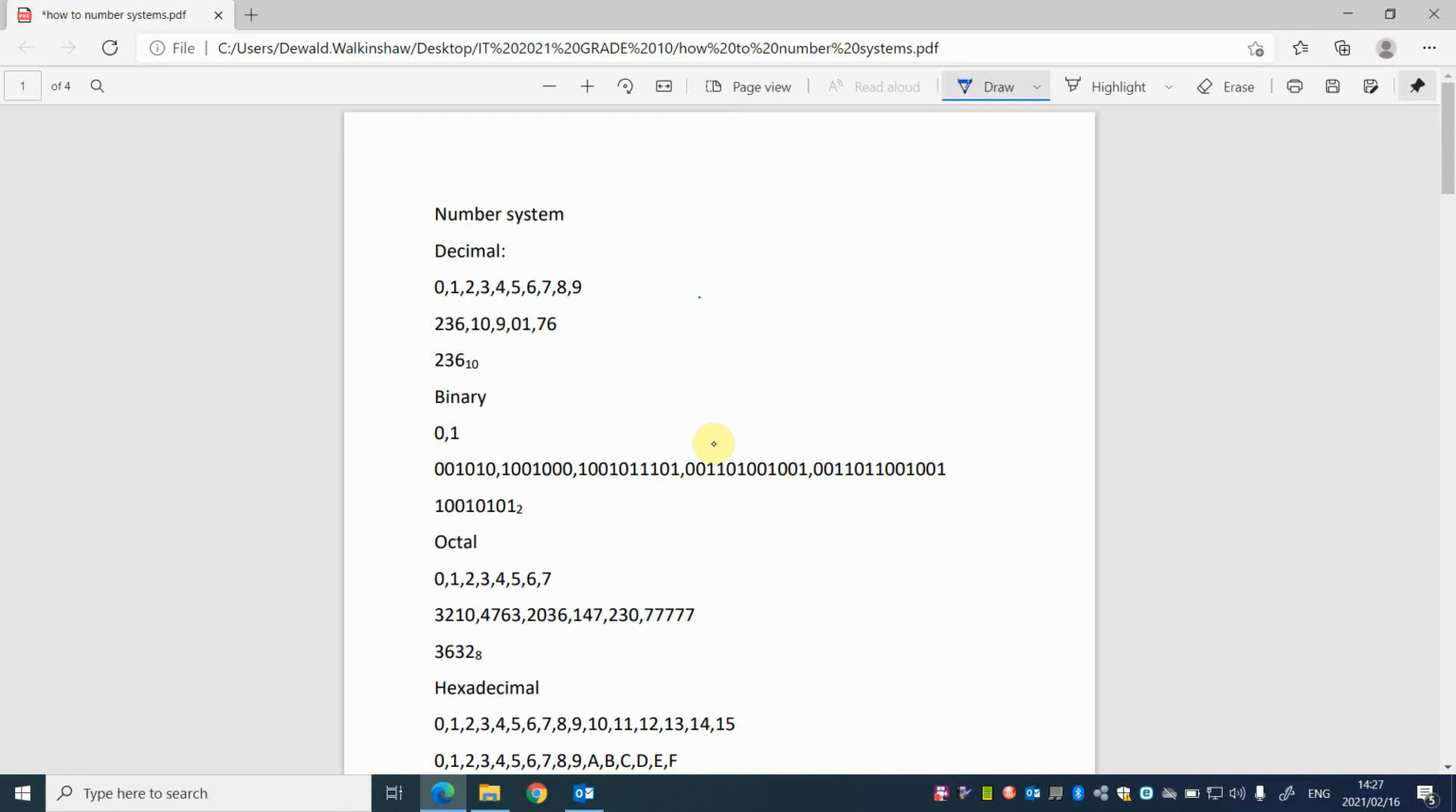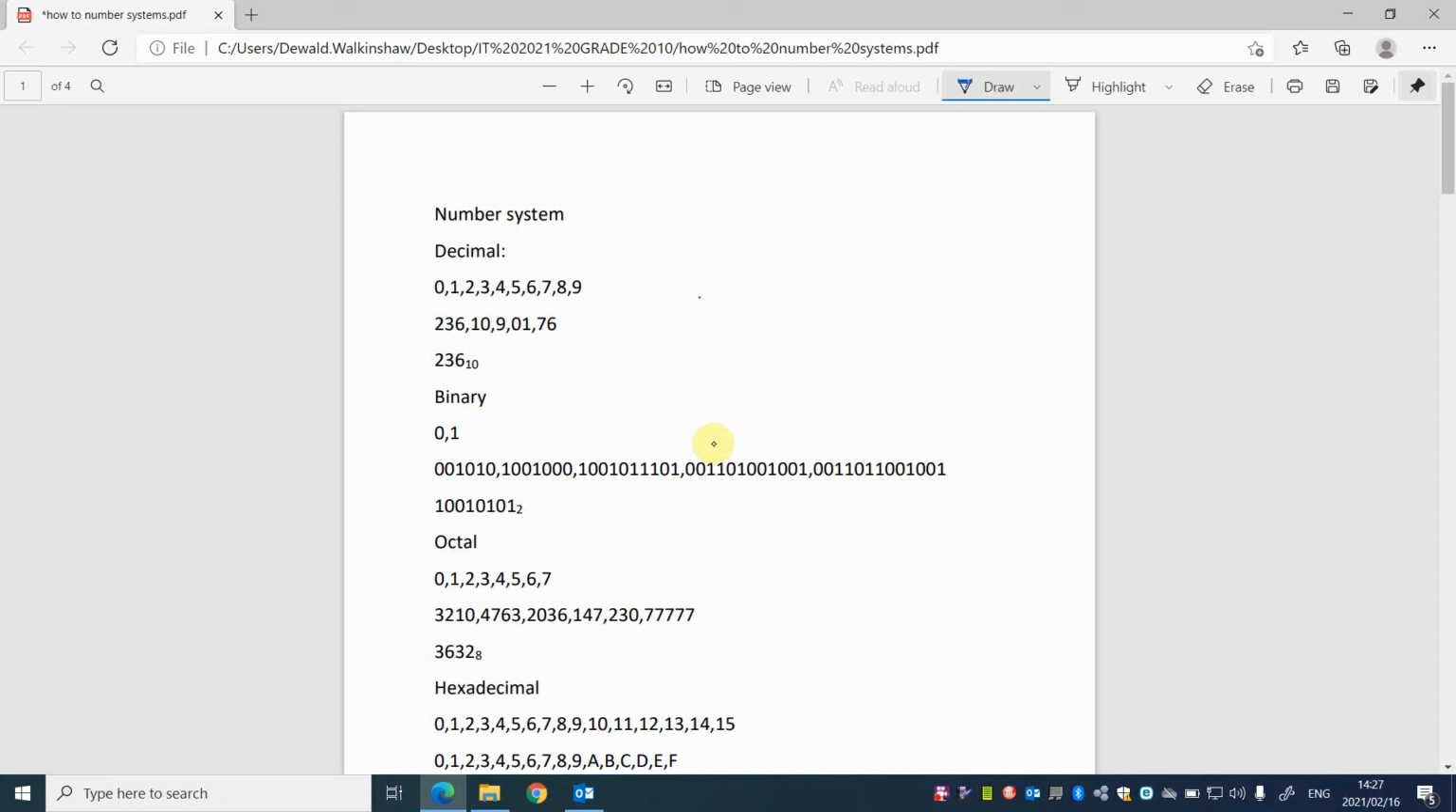Okay, so this lesson will be about the number systems. In this lesson, I'm going to be explaining a few number systems we get: decimal, binary, octal, and hexadecimal. I'm going to be showing you what numbers can be included in these number systems and how we can convert from one number system to decimal and decimal to another number system.